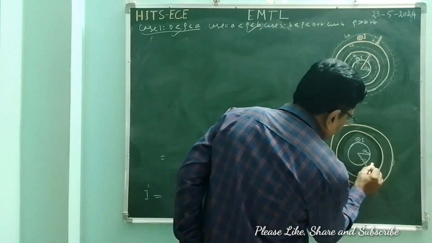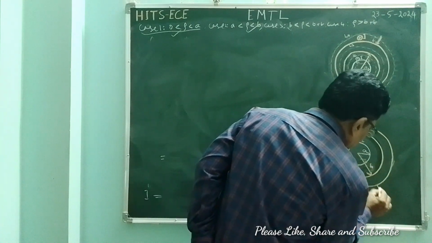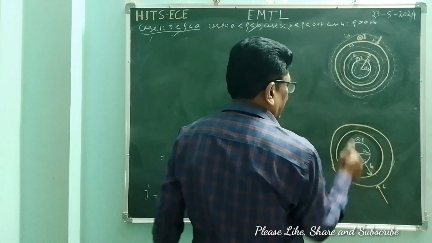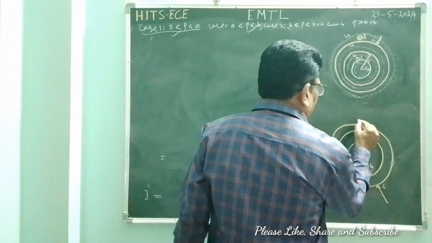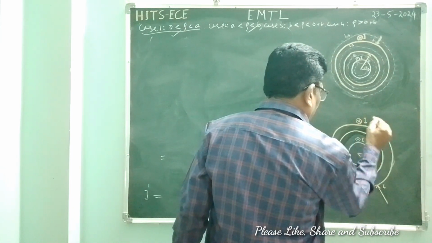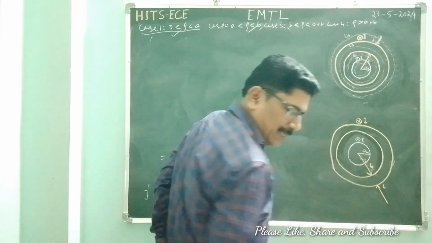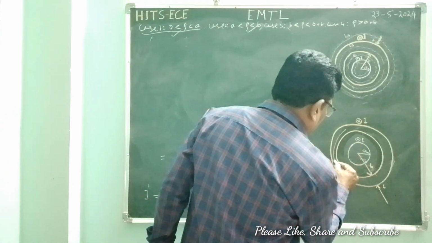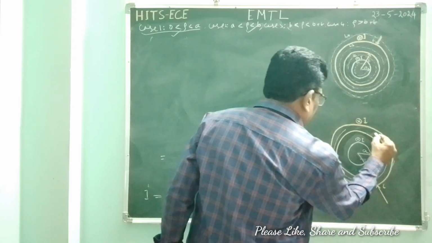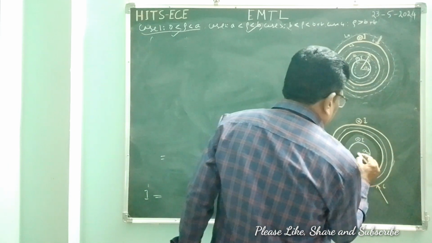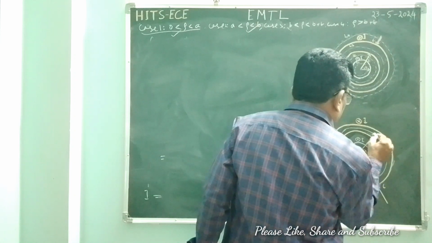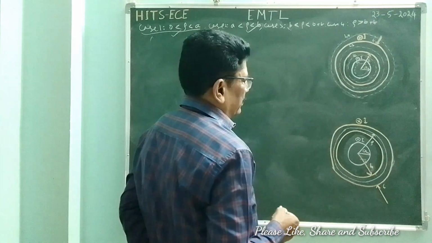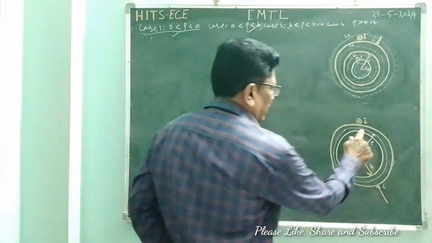This is b, and this is the thickness. So the outer circle radius is b plus t. Okay, and the current is flowing into the board. The Amperian path is in the outer cylindrical conductor. This is the Amperian path, so this radius is rho. This is the Amperian path.